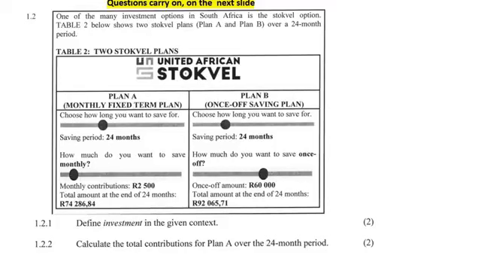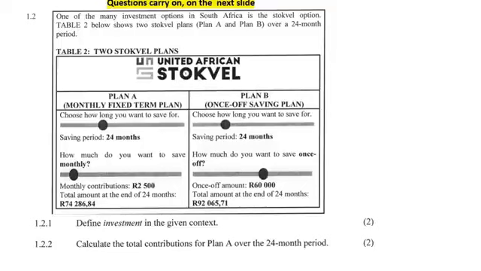What I like to always do is I just ignore this for now, and I like to really get a nice understanding of what this is all about. Okay, so it says one of the many investment options in South Africa is the stokvel option. Table 2 shows 2 stokvel plans. I feel cringy when I'm saying this word. I don't know if I'm saying it right. Stokvel. Okay, stokvel, I don't know. Plans A and B over a 24-month period.